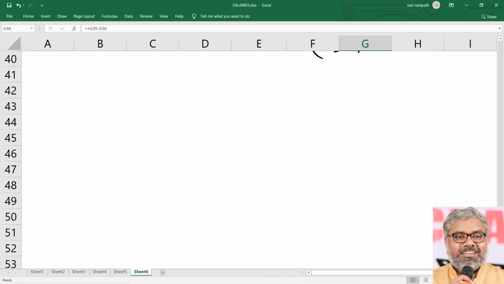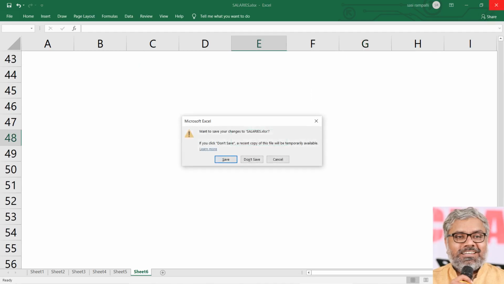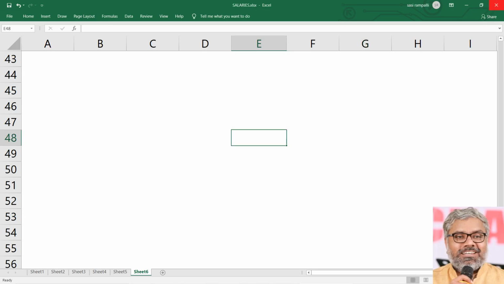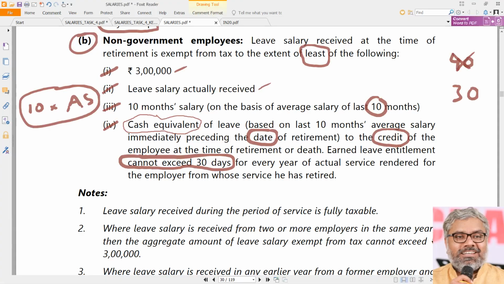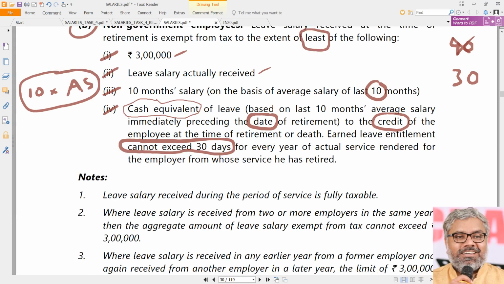So another very important point in the third calculation is this: where the employer gives more than 30 days of leave to the employee each year, then we have to be double careful. We have to redo the calculation, calculating the real number of days of leave to the credit of the employee according to the Income Tax Act, which takes 30 days of leave entitlement for each completed year of service. Once again, for every completed year of service. Here also, part of the year should be ignored. That point also is to be noted here.